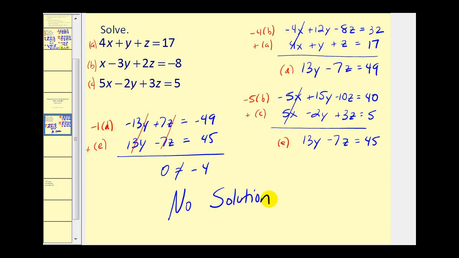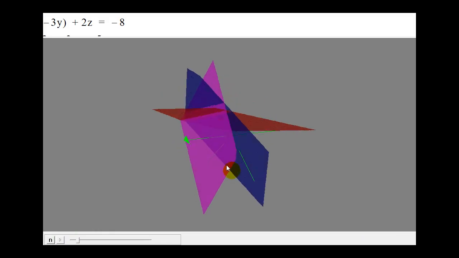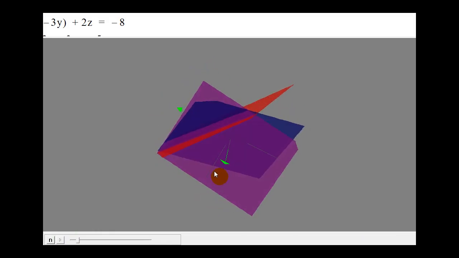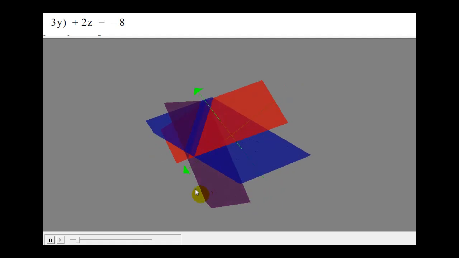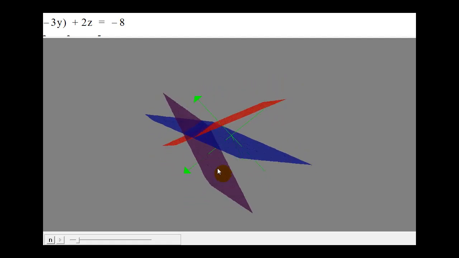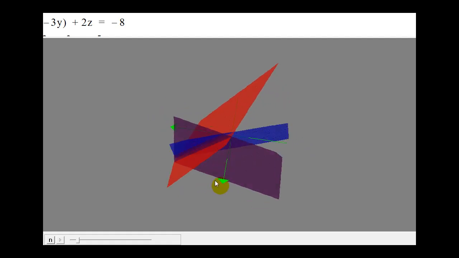Let's go ahead and take a look at this system graphically. Here's the graph of the 3 planes. And what we'll notice is there are no points that are on all 3 planes at the same time. If you take a look at it from this angle, we can see each pair of planes intersect, but there's no points where all 3 planes intersect at the same time. Therefore, we have no solution.